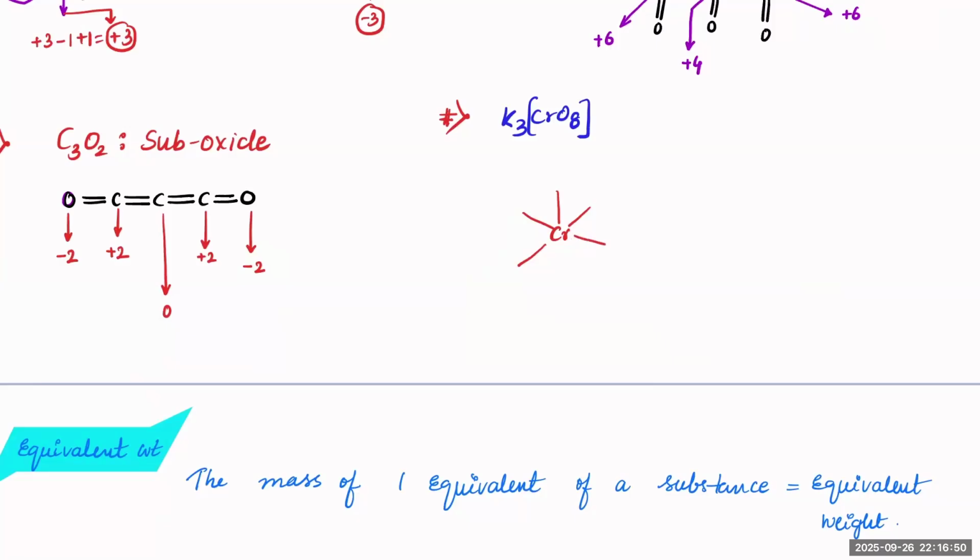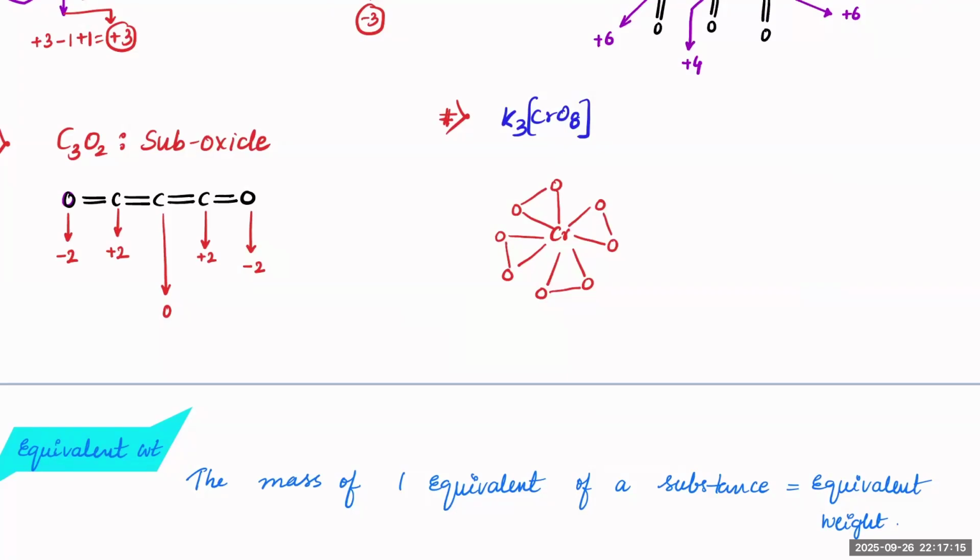One is like this: 1, 2, 3, 4, 5, 6, 7 and 8. All 8 oxygens are connected to chromium. This was one structure which was proposed, making everything into a peroxy group, like this. Everything into a peroxy group.